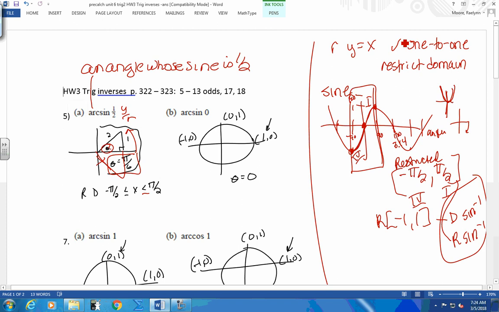Basically, what you have to understand is what quadrants am I looking in? And this is what I want to see. Quadrants 1 and 4 are sine restricted, but I can only use quadrant 1 because it's positive. If it was a negative sine, I would use quadrant 4. Did you get that? Oh, you did.